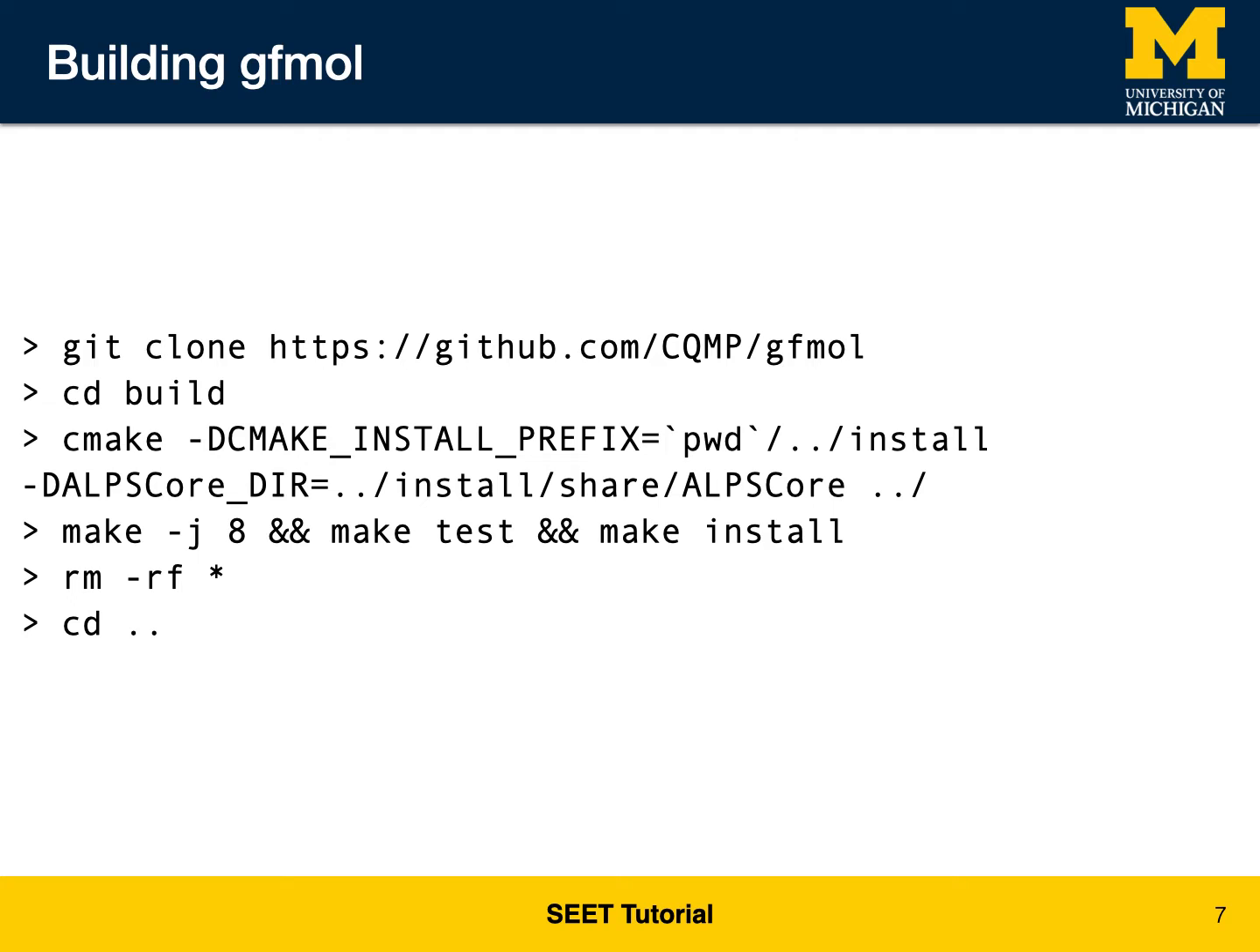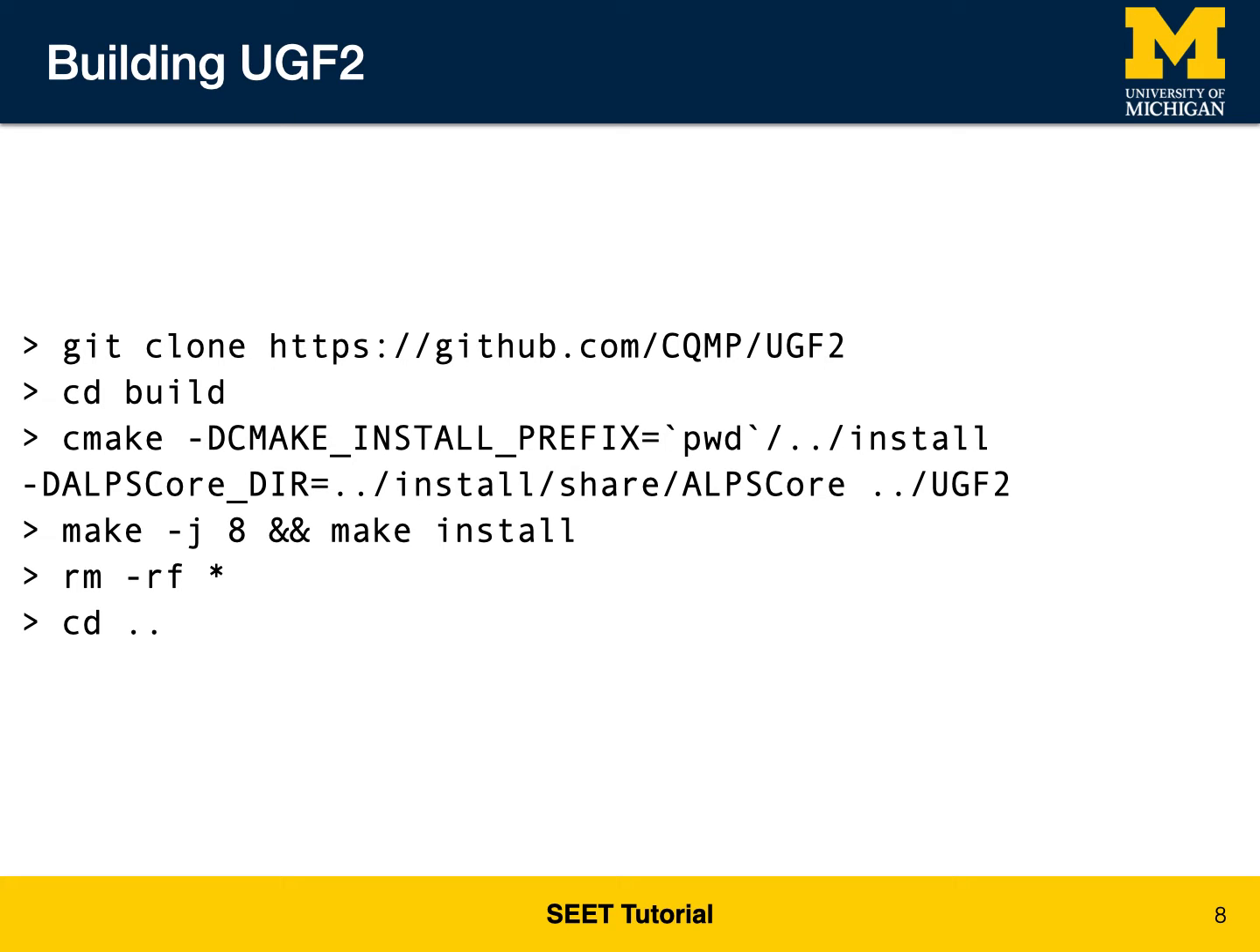Then the next step is you need to have UGF2. For UGF2, again, it's a simple project that uses ALPSCore. So all you need to do is tell CMake where you want to install it and where ALPSCore is installed. Then you build it. You can run tests on it if you have an extra half an hour of your life to spend somewhere, because this test takes quite a long time to run, especially with recent commits from one of the group members. And then you clean everything because you have everything installed.